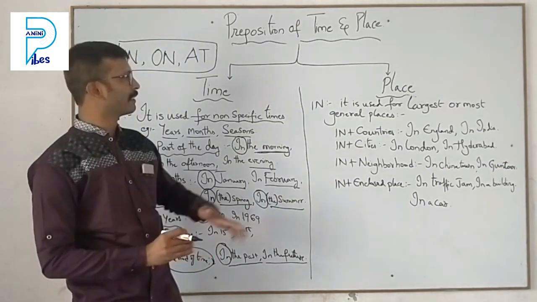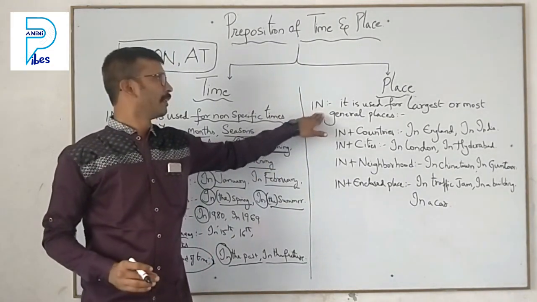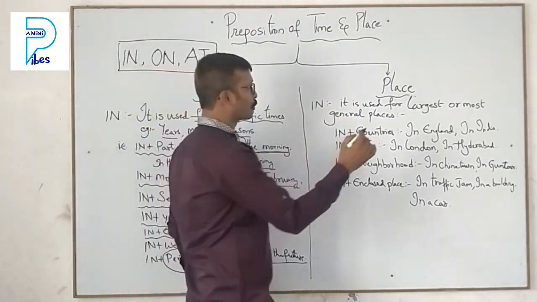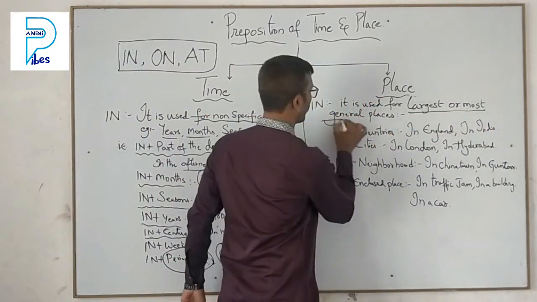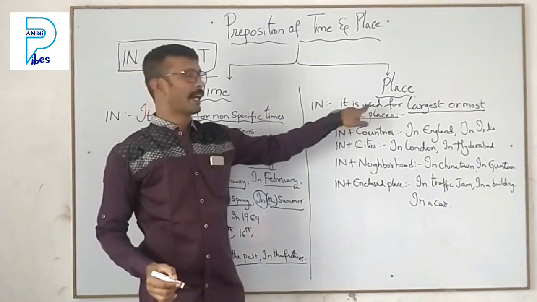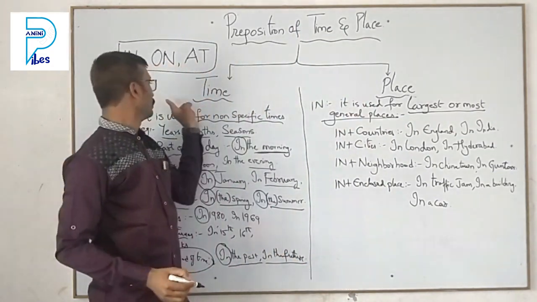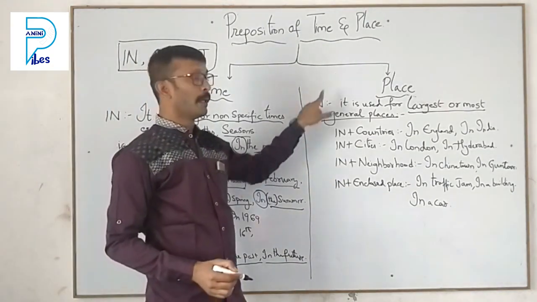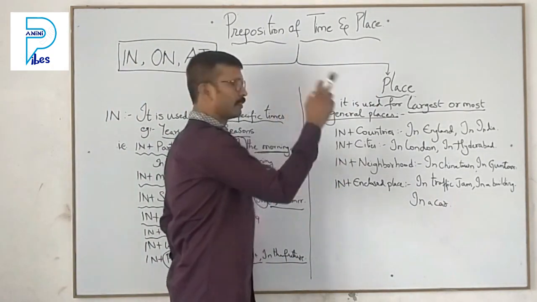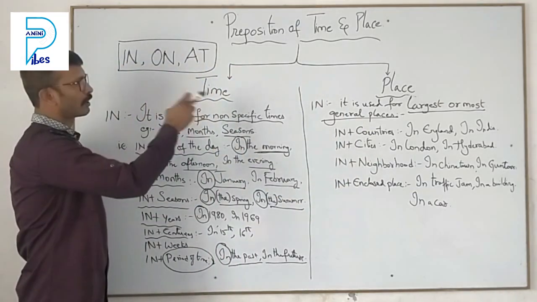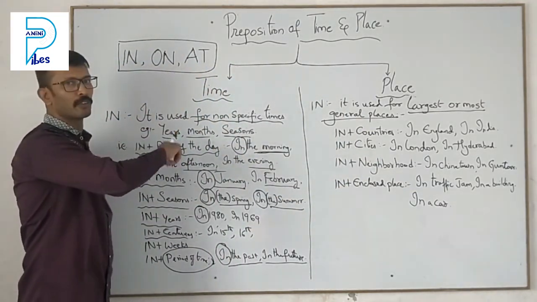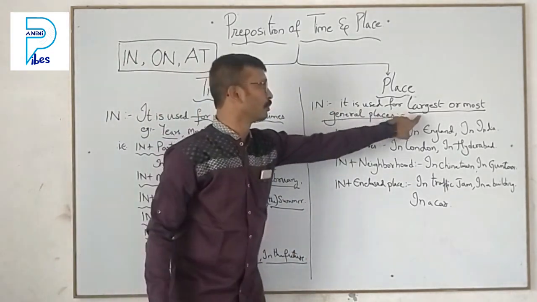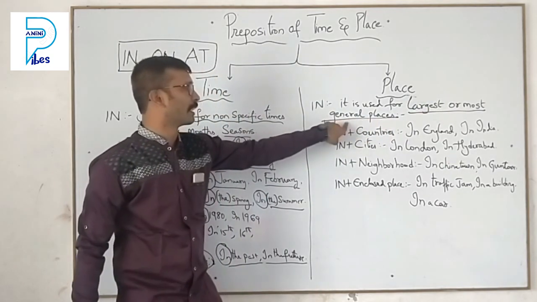In this way. Let us see the same in place. It is used for large or most general places. Remember well, in is used in time for all these things, and when used for place, that means in can be used in both forms. It can be used for time and it can be used for place. And for place, it is used for large or most general places.